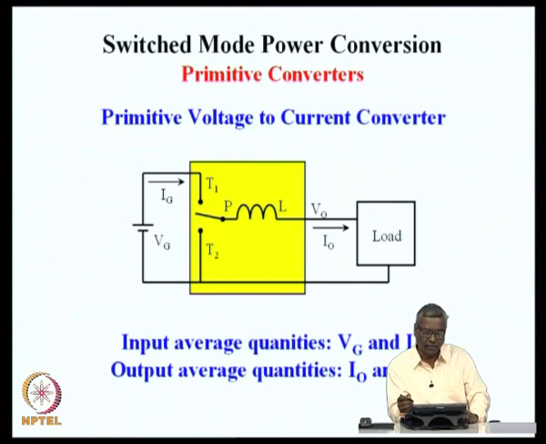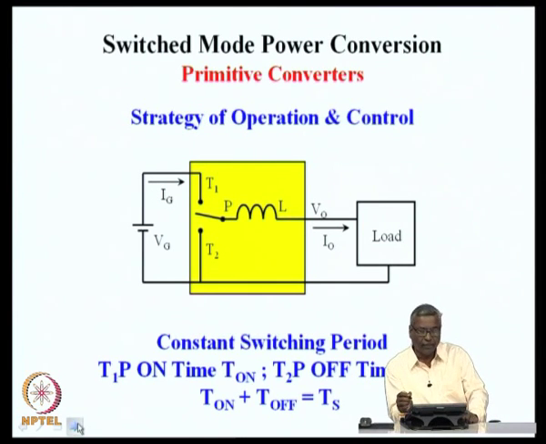Now, we will also define certain average quantities at the input side and certain average quantities on the output side. The source end is Vg, from where the power is taken, and the load end is V0. At the load end, power is delivered. The power is taken from a voltage source Vg through a current of Ig and delivered to a load at a voltage of V0 at a current of I0. These average quantities can be defined Vg and Ig at the source end and I0 and V0 at the load end. The operation of the switch and the converter is as follows.